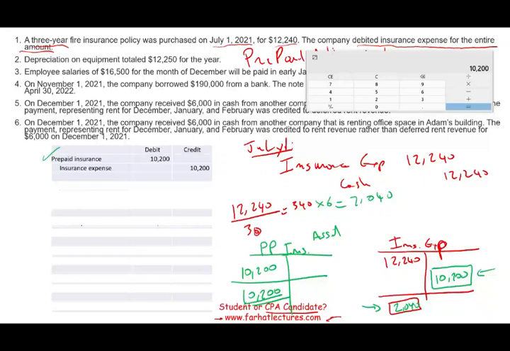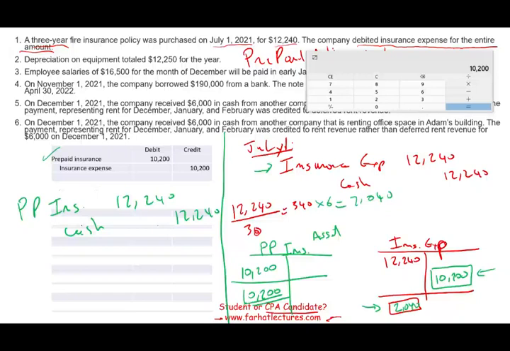Now, the way they did this entry, from the beginning they shouldn't have debited insurance expense. Let me show you how they should have done this, just this way you understand, because the information could be given to you in two different ways. Let's assume they journalized the entry properly. If they did, they would have debited prepaid insurance $12,240, credited cash $12,240. It should have been something like this on July 1st, rather than this entry.